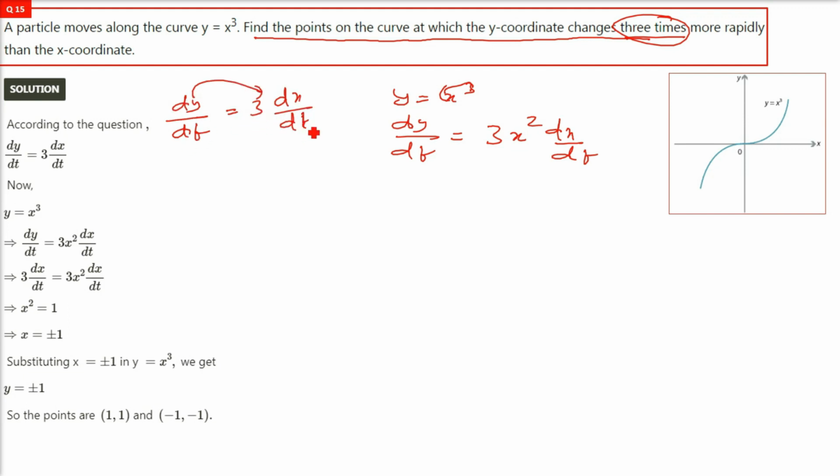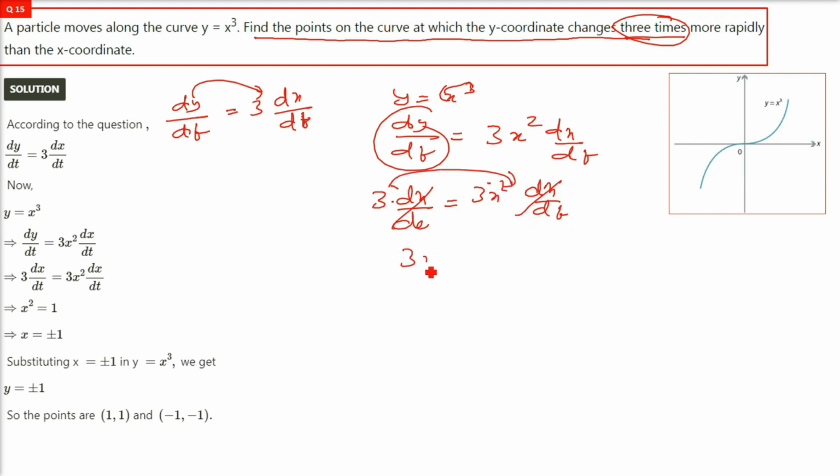This is 3 times. So this we are going to replace here. You can either replace dx by dt as 1 by 3 into dy by dt, or dy by dt as 3 dx by dt. So when you replace this you can just eliminate. 3x square is equal to 3.